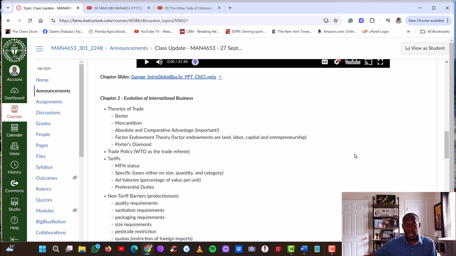The pineapples you outsource to someone who specializes in pineapples. They're efficient at pineapples, you're efficient at bananas, you each specialize, and then you trade with each other, right? That's the efficiency of absolute advantage.